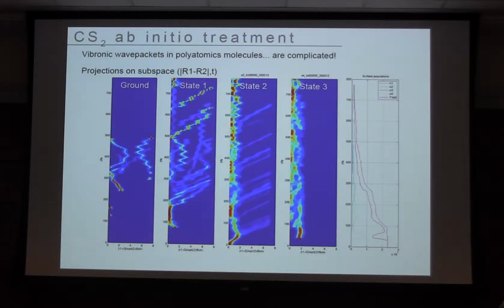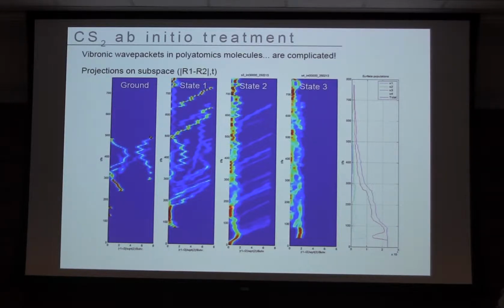From the full wave packet calculations, you can start to see how complicated things get. This state 2 here is the state we actually populate, and I'm going to show a few different projections of this wave packet. It's a full dimensionality wave packet, but as Fernando said, it's hard to visualize that, so we'll just look at a couple of projections. This is the asymmetric stretch coordinate that I'm showing here as a function of time. You can see that you have these bursts of dissociation as part of the wave packet moves along that asymmetric stretch coordinate.